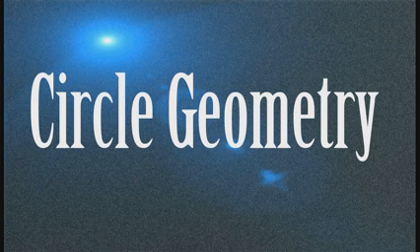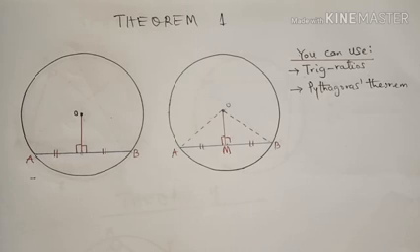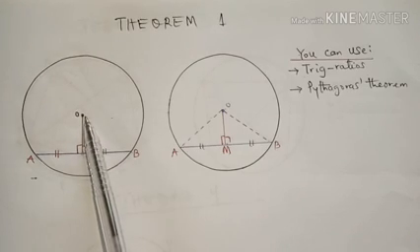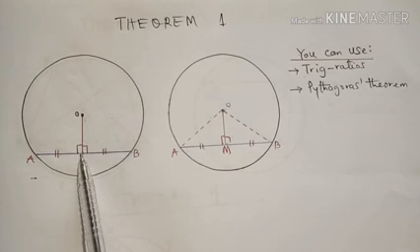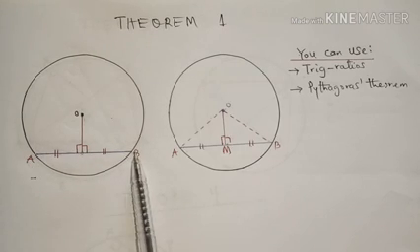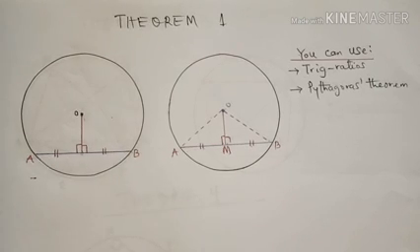Circle geometry. Theorem 1. A straight line drawn from the center of a circle to bisect a chord, which is not a diameter, is at right angles to the chord. What the theorem is saying is that when you have a chord, say chord AB, and from the center of the circle a line is drawn and the line makes an angle of 90 degrees with the chord, this line has successfully bisected the chord AB. That means it has divided chord AB into two equal parts.